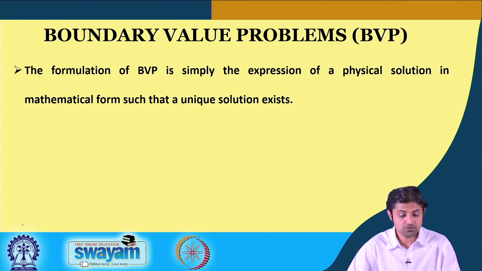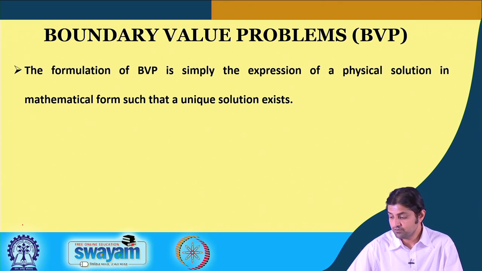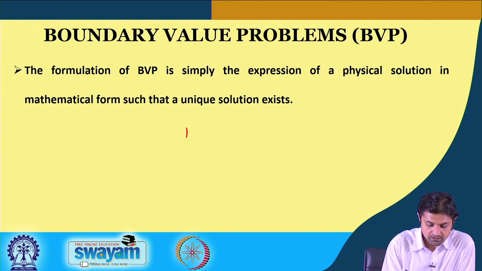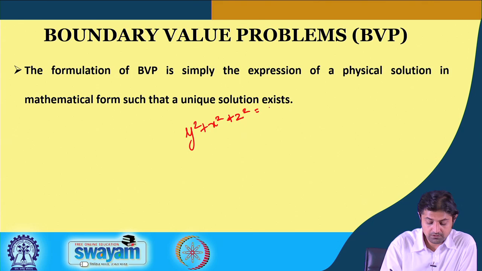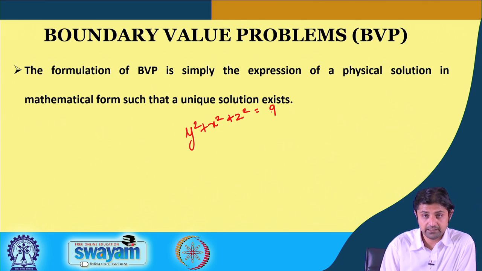So the formulation of a boundary value problem is simply the expression of a physical solution in a mathematical form such that a unique solution exists. Okay, so what happens is, if there is an equation that is valid for the entire domain, entire area, then there could be an infinite number of solutions to that problem, right? For example, let's say there is x square plus y square plus z square is equal to, let's say, 9.